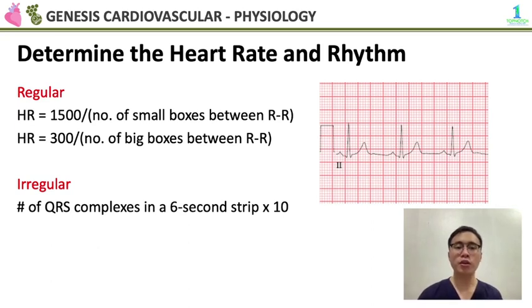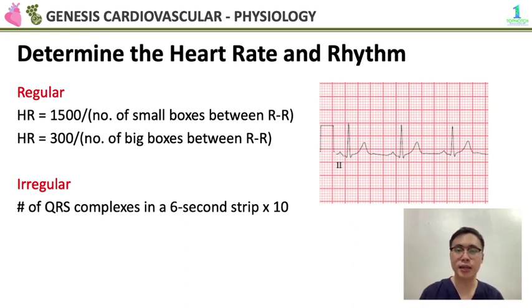For the rate, we have a formula if it's regular. First you look at lead 2, which is the rhythm strip. Our ECGs usually have a long lead at the bottom or on the side. You check if it's regular: is the R to R interval the same for each set? If it is, then you can use this formula: 1,500 divided by the number of small boxes between R to R.